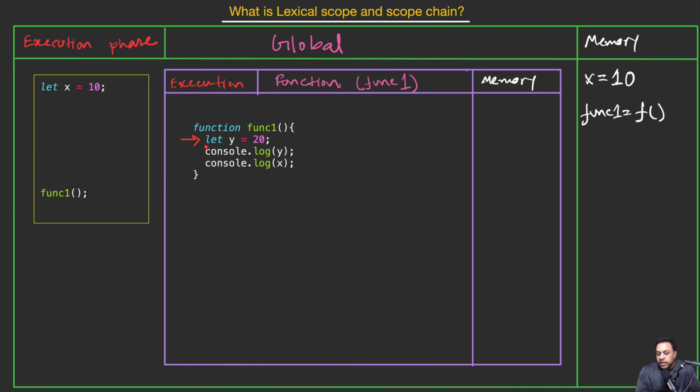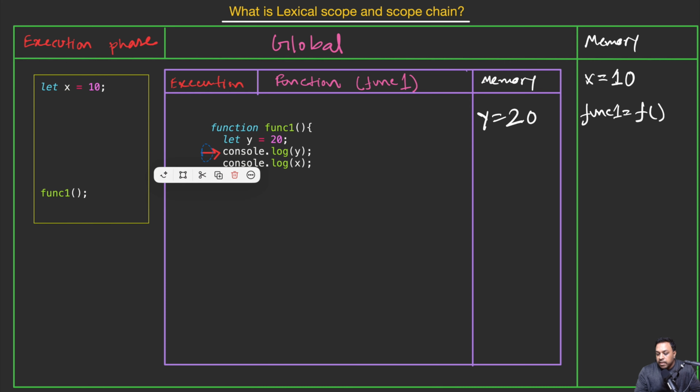And here it is basically declaring a variable y with value 20. So in the memory, y will be 20. Then it will move to the next line, and here it is console logging y. So what it will do is first look into its own context, and here it found y. There is y equal to 20, so it will console log y. Just to see the output, let's think this is our log, and here it will give the output 20.